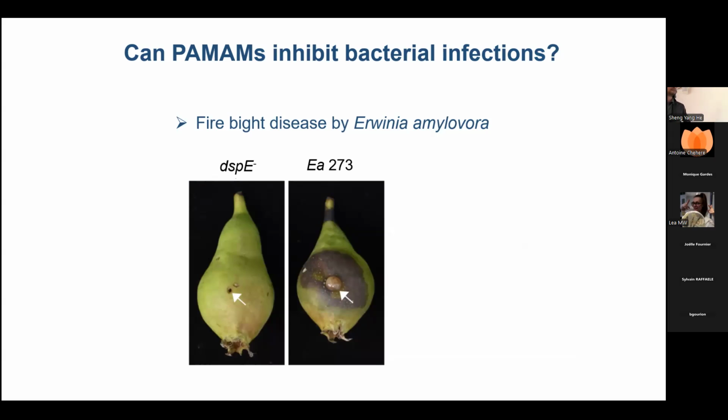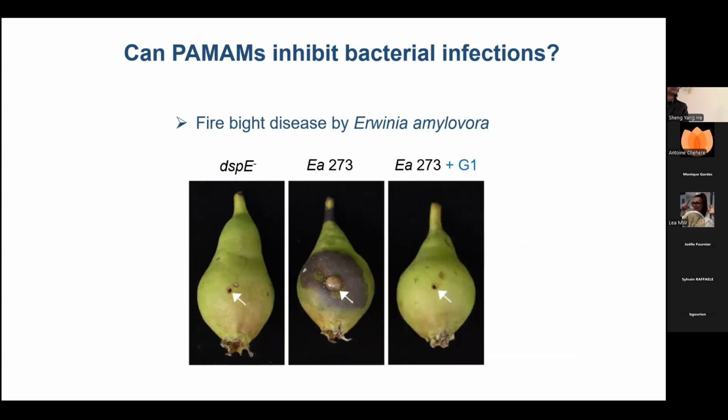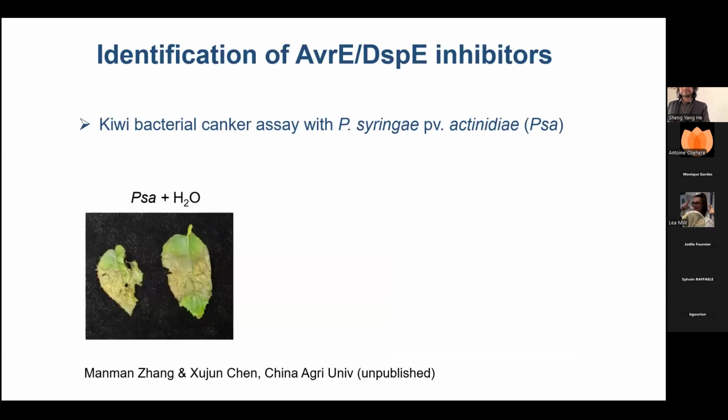This is a wild-type infection. It caused a lot of necrosis of the pear. This is a DspE single mutant in the bacteria. As I told you, it actually knocked out the infectivity, so it's a pretty dramatic effect. But now if you combine the wild type and G1, which is one of the compounds that fit the pore in the computer model, it actually completely blocks the infection. So this is really supporting the model that this could potentially be a channel.